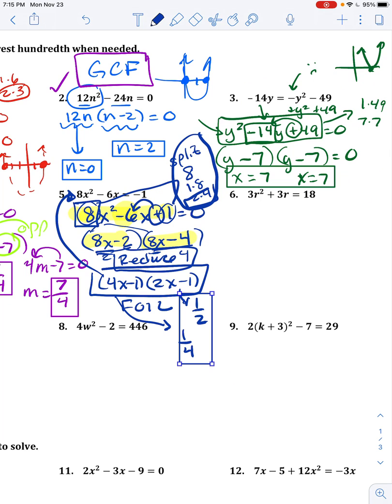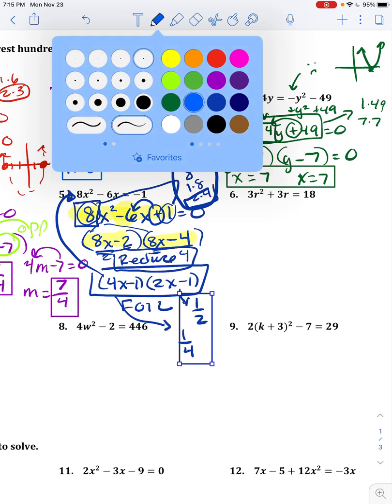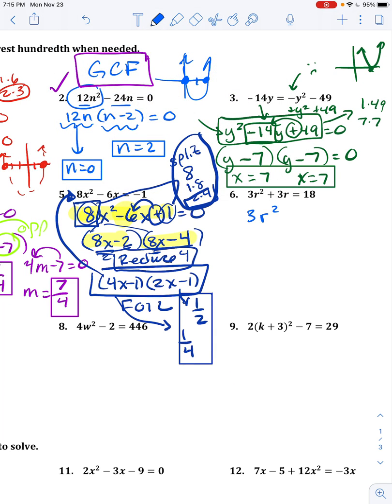Last example, I'm going to go ahead and move everything to one side by subtracting that 18, set it equal to 0. And in this case, I see that I can take out a greatest common factor. So I pull out the 3, and it leaves me with a different problem, obviously.